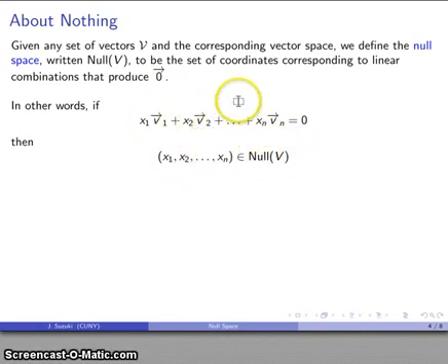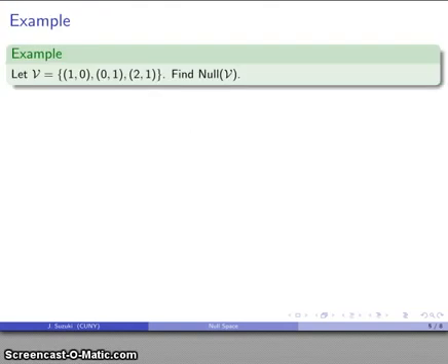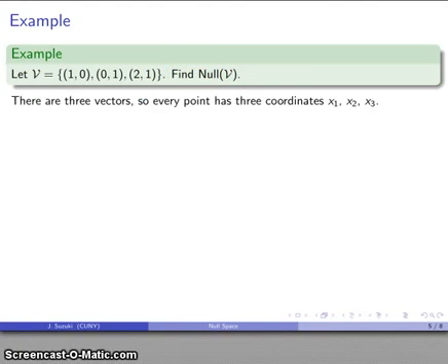And if there are non-trivial solutions, then we know that our set of vectors V is going to be dependent. So let's find null V, which is to say, let's find our null space. Here's a set of vectors. V is our set of vectors (1, 0), (0, 1), and (2, 1). Again, I can treat these as first vector, second vector, third vector. I have some vector space that these three span, and I want to find the set of linear combinations that give me the zero vector.